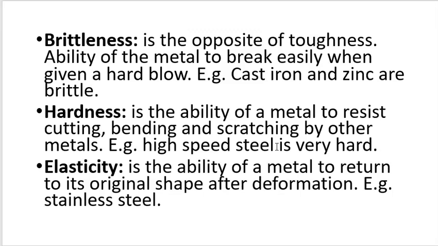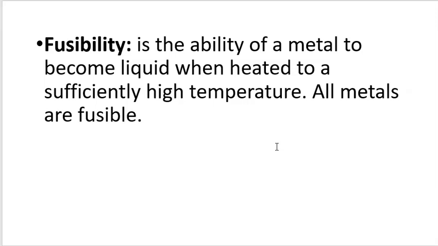Hardness. This is the ability of the metal to resist cutting, bending, and scratching like other metals. E.g., high-speed steel is very hard. Elasticity is the ability of the metal to return to its original shape after deformation. We have stainless steel as an example. Then fusibility. This is the ability of the metal to become liquid when heated to a sufficiently high temperature. All metals are fusible.